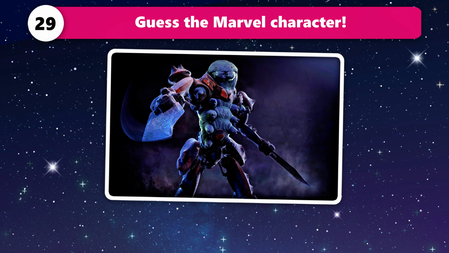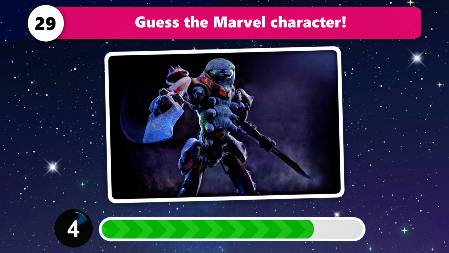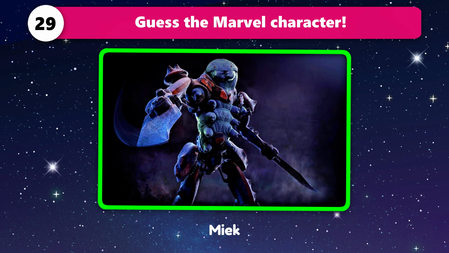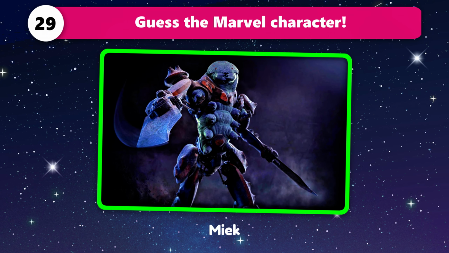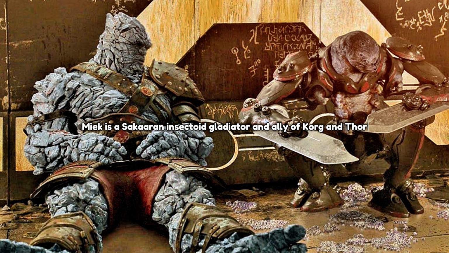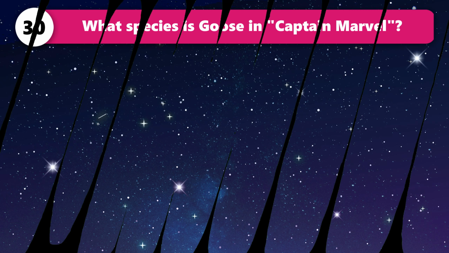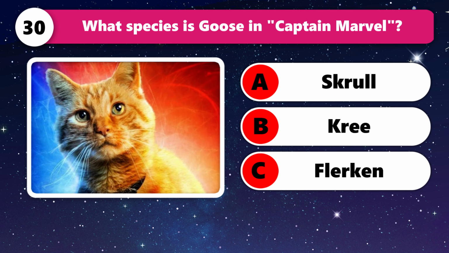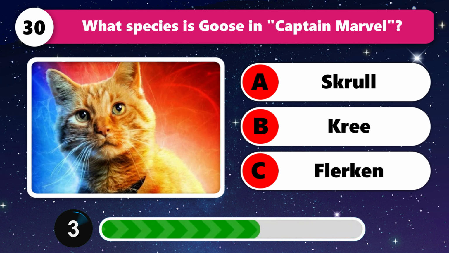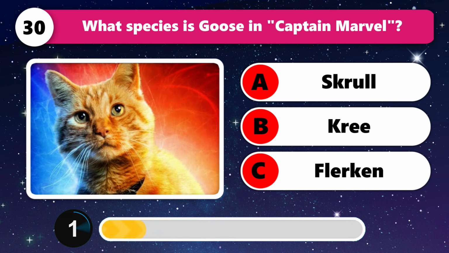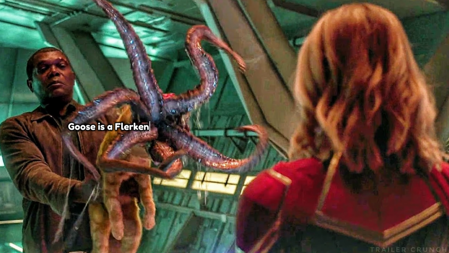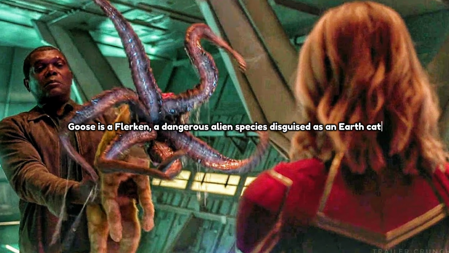Guess the Marvel character. You're good! Meek is a Sicarian insectoid gladiator and an ally of Korg and Thor. What species is Goose in Captain Marvel? Unbelievable accuracy! Goose is a flurkin, a dangerous alien species disguised as an Earth cat.